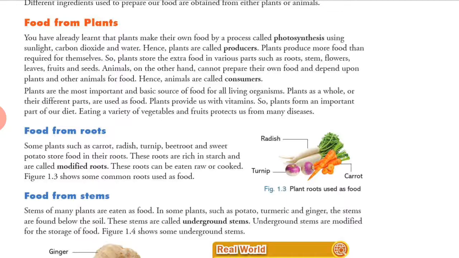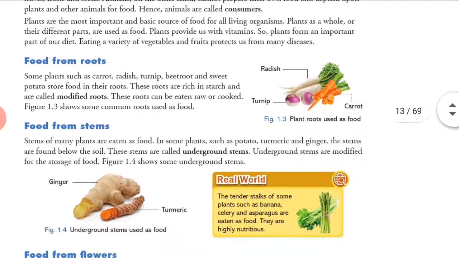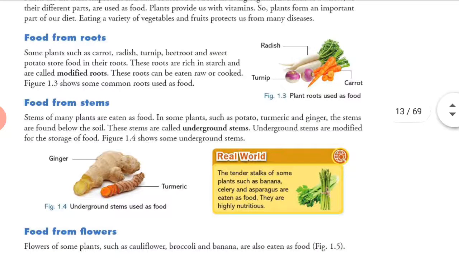You can see plant roots used as food: carrot, radish, turnip also. Okay, food from roots. See this. Some plants such as carrot, radish, turnip, beetroot and sweet potato store food in their roots. These roots are rich in starch and are called modified roots. These roots can be eaten raw or cooked.